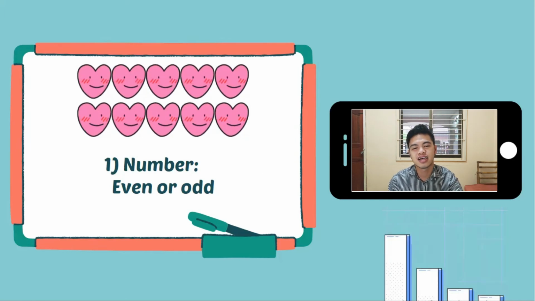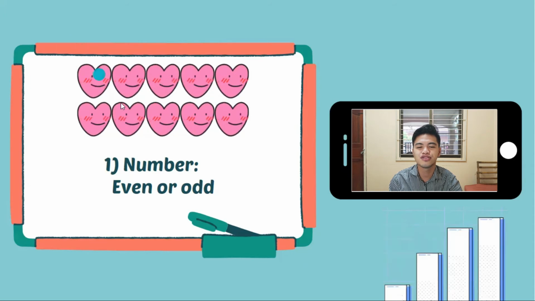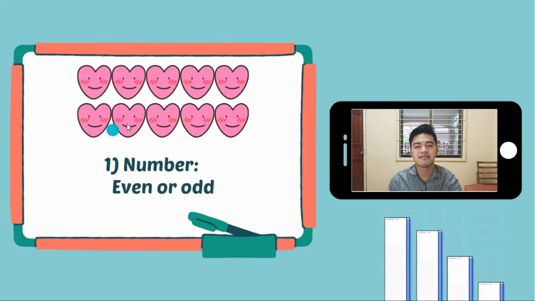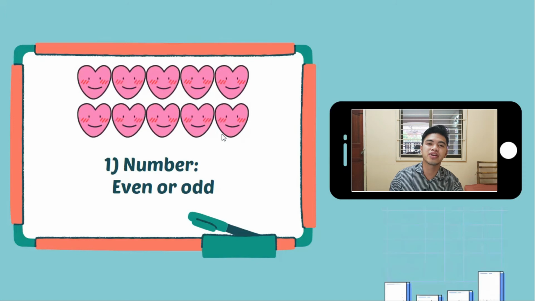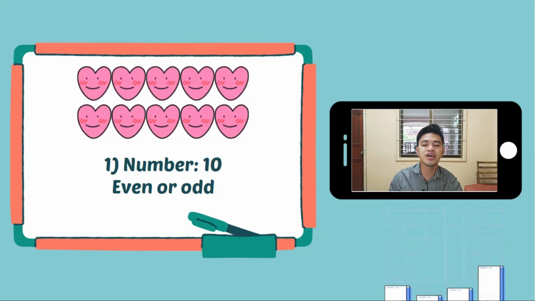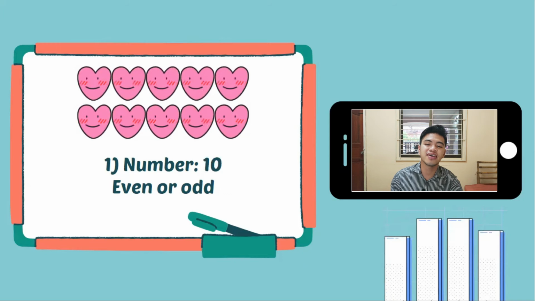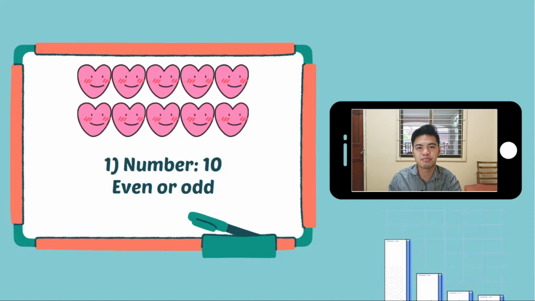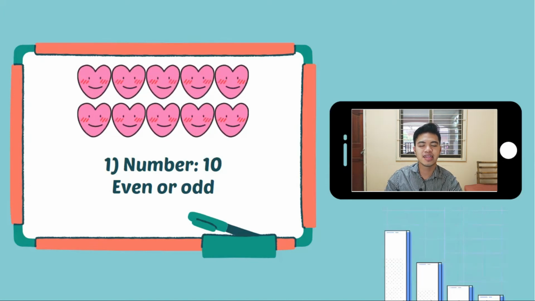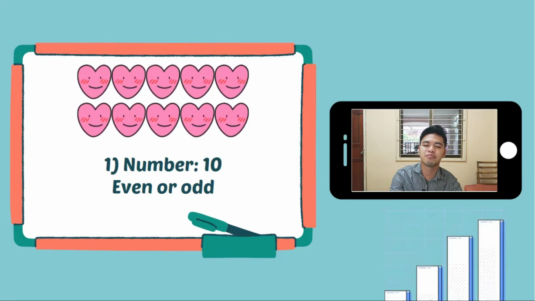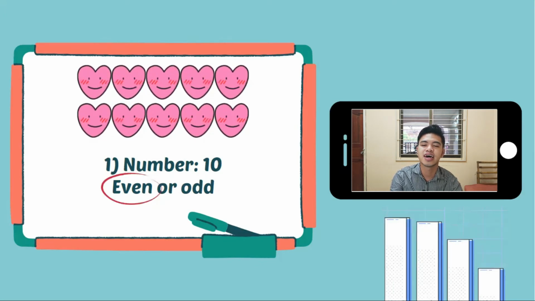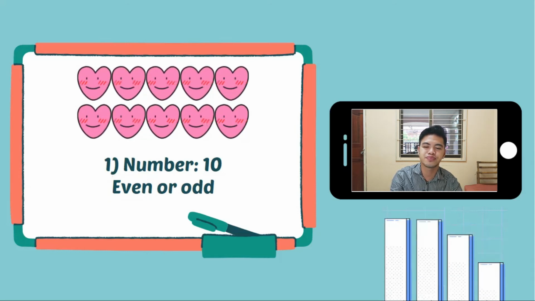Okay, these are the hearts. Let's count the hearts. Number 1, 1, 2, 3, 4, 5, 6, 7, 8, 9, 10. So there are 10 hearts. So we are going to write 10. Okay, and then we are going to decide if it is even or odd. So what do you think? Is 10 an even number or an odd number? Very good. 10 is an even number. So we're going to write even on the column of our table. Okay, so let's go to number 2.